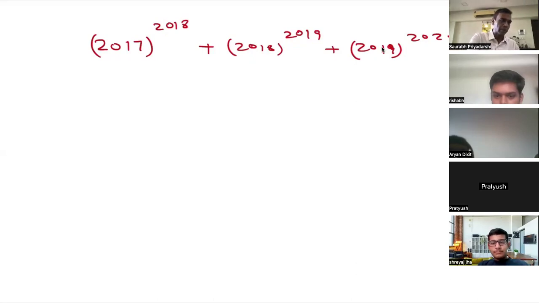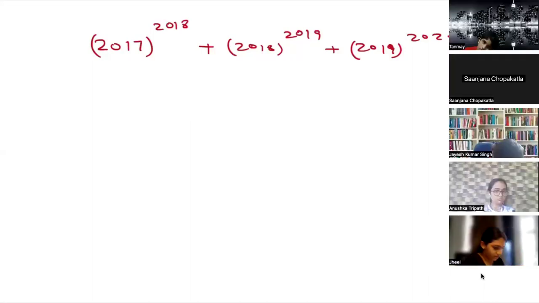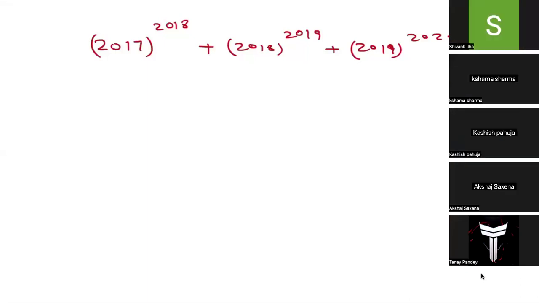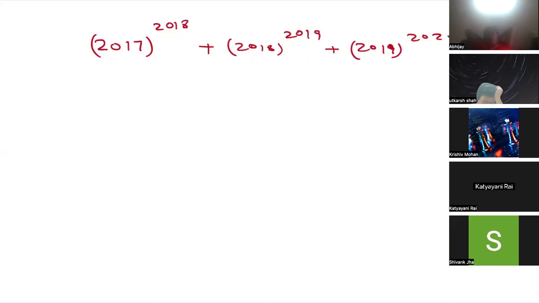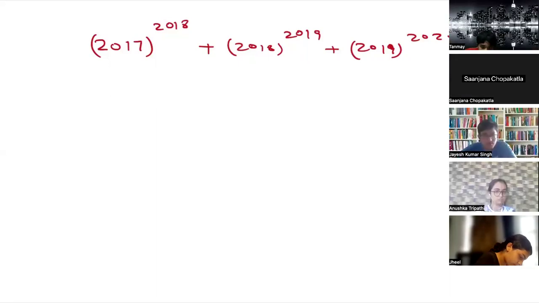Okay, do it fast. Sir, we have to find this mod what? 100. Last two digits. Fast this time, everyone.